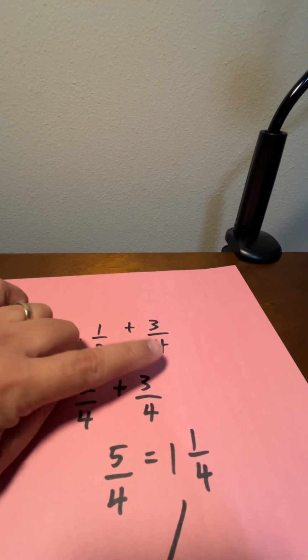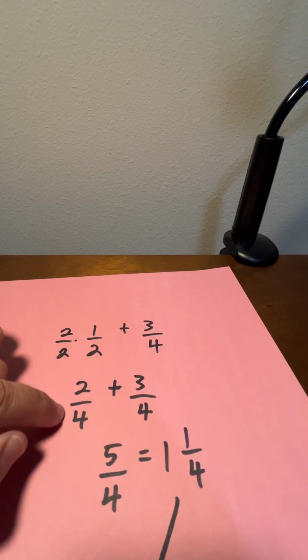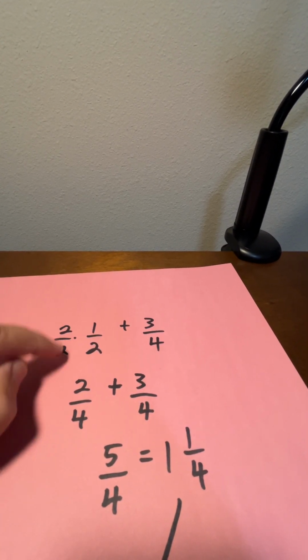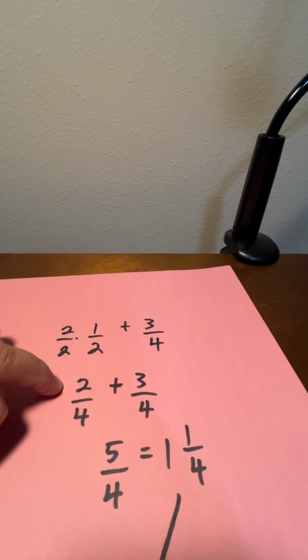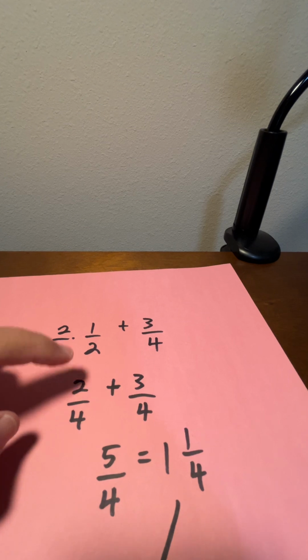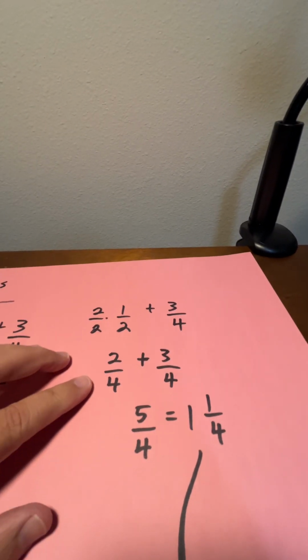We're saying, hey, there's a 2, there's a 4. We need these to be the same, so I'll multiply this by 2. That way I'll get 4. But whatever you do on the bottom, you have to do on the top. So 2/2. So this 2 times 1 is 2. 2 times 2 is 4. So we get 2/4 that way, which I really like.